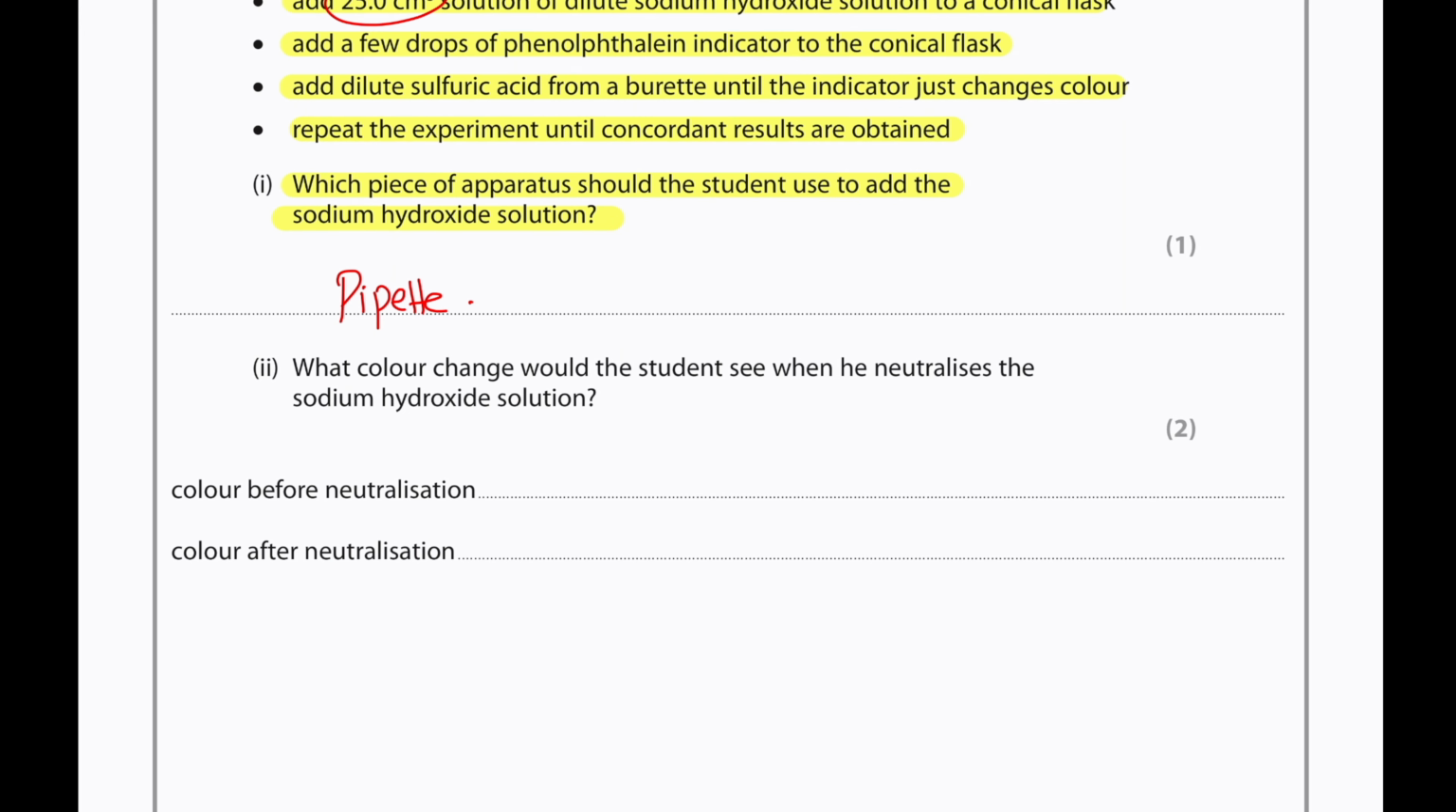What color change would the student see when he neutralizes the sodium hydroxide solution? The color before neutralization would be pink, because phenolphthalein gives a pink color in alkaline solution. But after neutralization, the color will be colorless, because phenolphthalein is colorless in acidic or neutral solution.